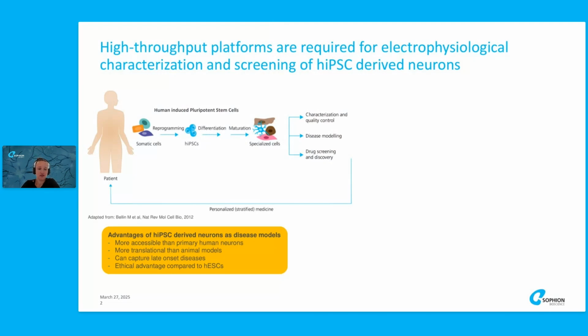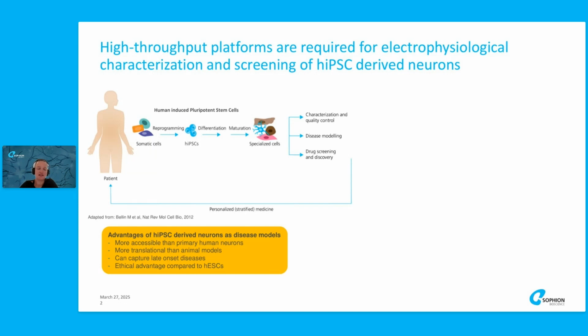As Scott already mentioned, induced pluripotent stem cells are produced from somatic cells that you can extract from a patient. They are then reprogrammed into stem cells that you can differentiate and mature into the specialized cell of interest. In this case, we're working with iPSC-derived neurons. Advantages of iPSC-derived neurons as disease models, I have written down in the yellow box below. They are more accessible than primary human neurons. They're more translational than animal models. They can capture late onset diseases and have an ethical advantage as compared to embryonic stem cells.